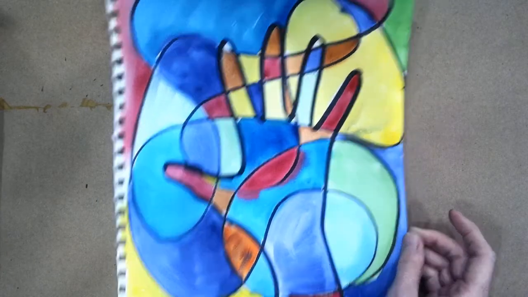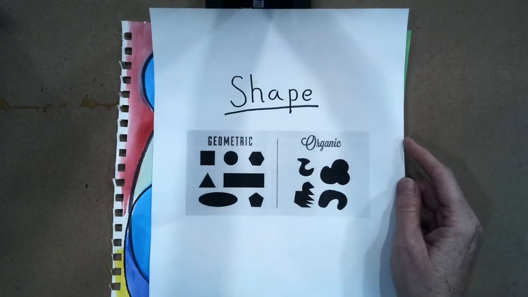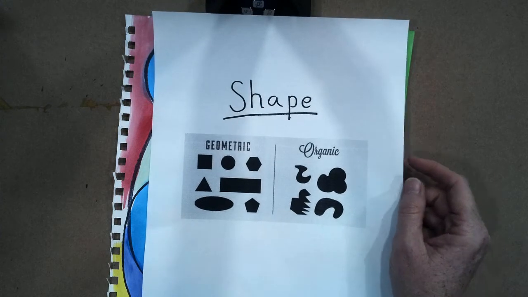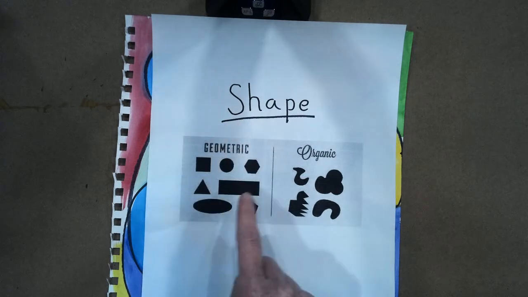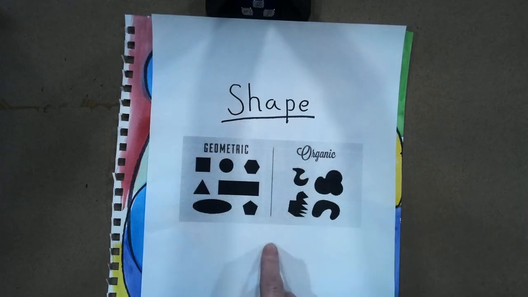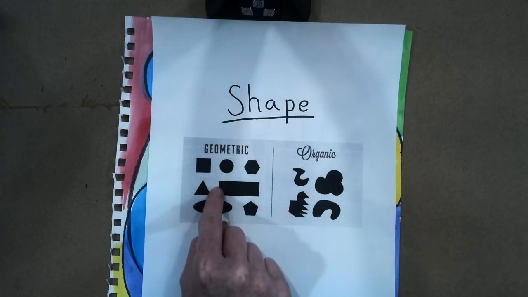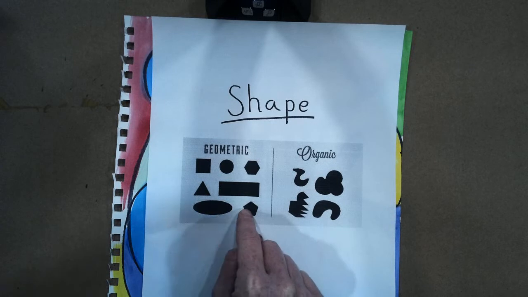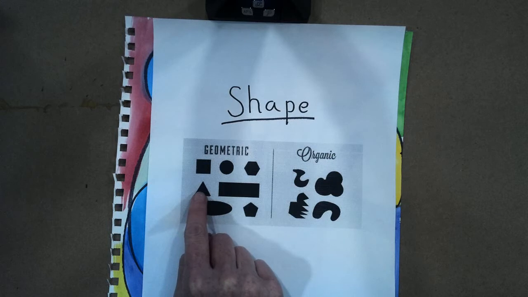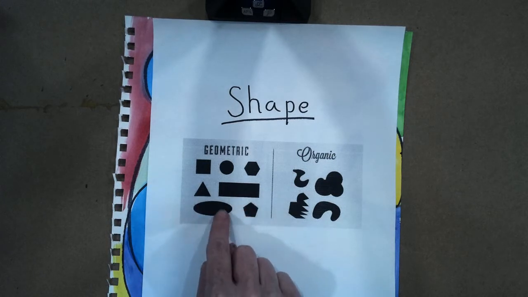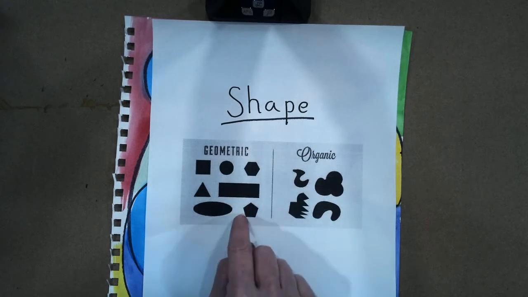Today, we are going to be talking about shape. Shape is one of our elements of art, and we divide shapes into two groups, our geometric shapes and our organic shapes. Geometric shapes, the way we can identify them, is that they have names, and they're shapes we know. So, of course, we have square and circle, hexagon, triangle, rectangle, oval, and pentagon. These shapes have names and we can identify them.